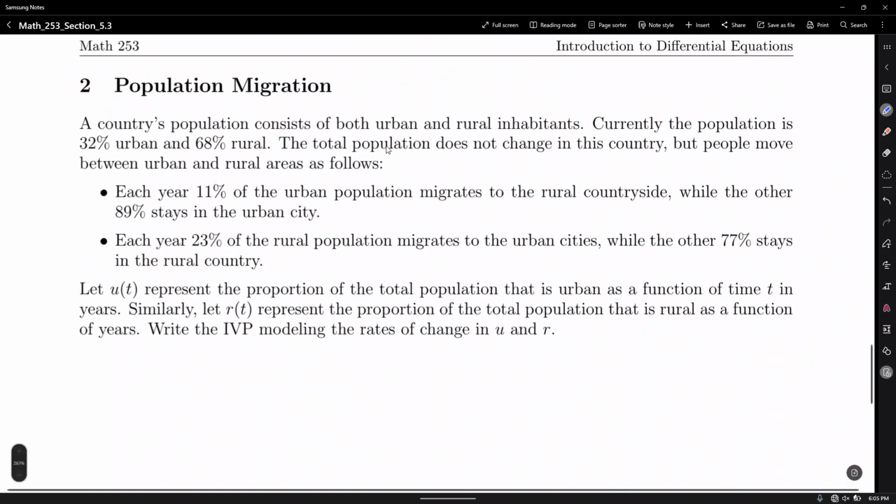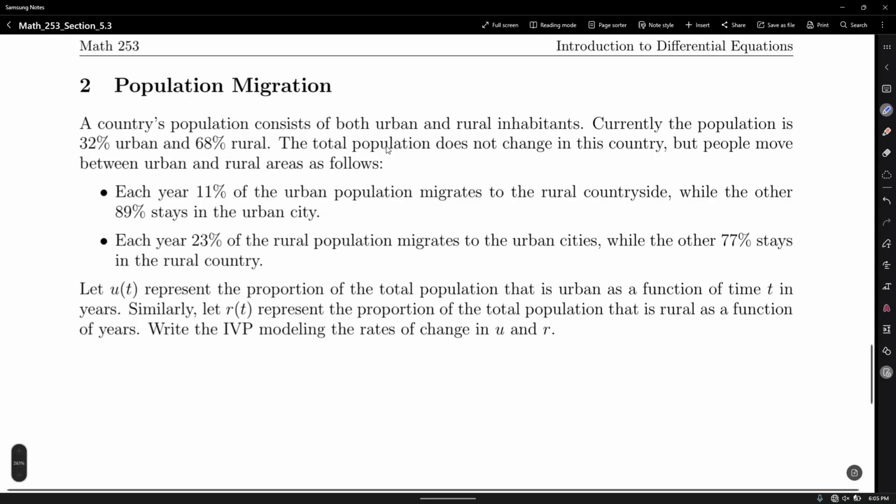Another pretty cool application of systems of differential equations is to describe population migration. So what do we have here? A country's population consists of both urban and rural inhabitants. Currently, the population is 32% urban and 68% rural. The total population does not change in this country, but people move between urban and rural areas as follows.